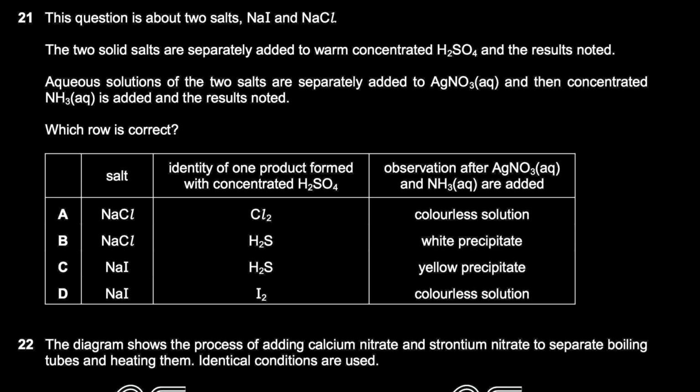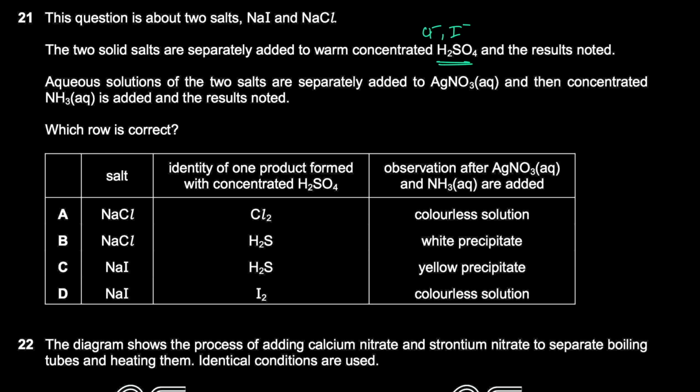This question is about two salts, sodium iodide and sodium chloride. The two solid salts are separately added to warm concentrated sulfuric acid and the results are noted. For the aqueous solutions, the two salts are separately added to aqueous silver nitrate and then concentrated ammonia is added and the results are noted. Which row is correct? Now remember the first reaction: concentrated sulfuric acid is a test for halides. We have chloride and iodide.